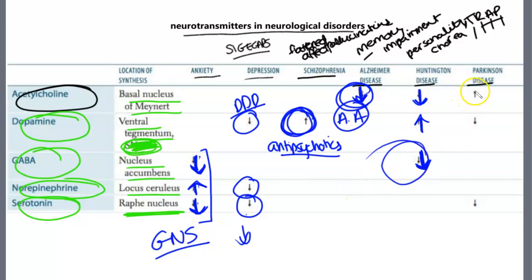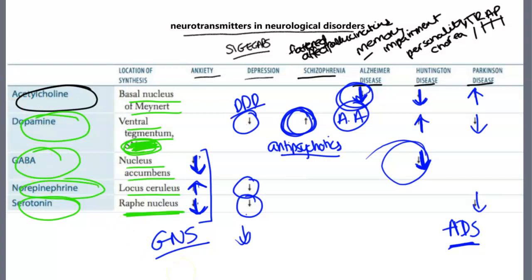The next one that we have is Parkinson's disease, and this is our final one, thank goodness. We have an increase in the acetylcholine, a decrease in the dopamine, and a decrease in the serotonin. So for this one, we have ADS. ADS. Okay? So let's go through this one more time really quickly.